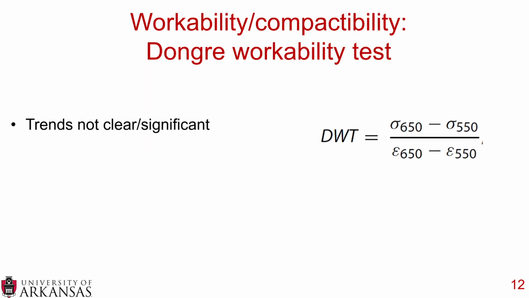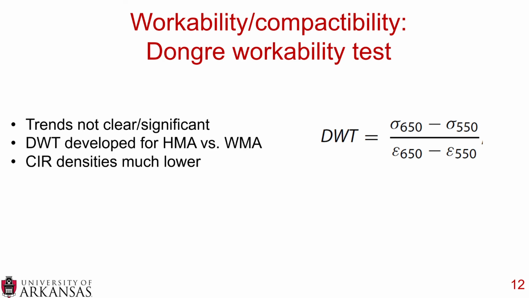But moving on to the Dongre workability test, which is a combination of workability and compactability, the trends were not quite as significant, and the DWT simply takes the stress difference at 650 kilopascals versus 550 and divides that by the corresponding strains at those stress levels. And we felt that the trends may not have been as clear or significant because the DWT was developed for trying to differentiate between hot mix asphalt and warm mix asphalt.